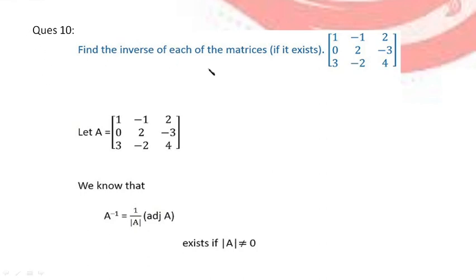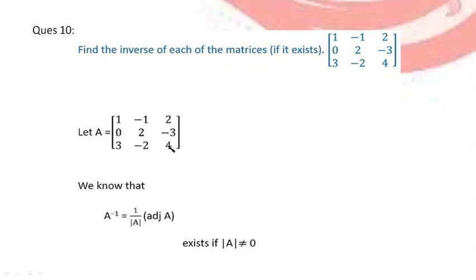Question number 10, find the inverse of this given matrix if it exists. So it means first of all we have to check whether the inverse exists or not. How do we get to know that the inverse exists or not? First of all we have to check the determinant. If it is a singular matrix, then the inverse does not exist, and if it is a non-singular matrix, it means we can proceed further and the inverse will exist.